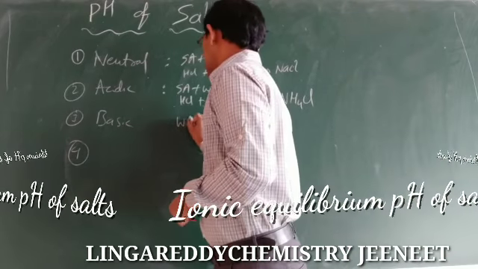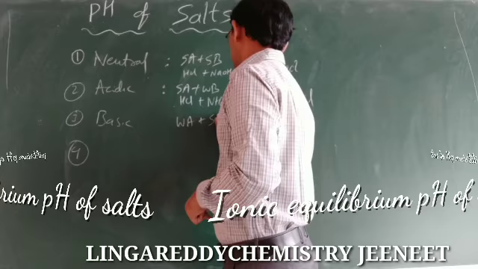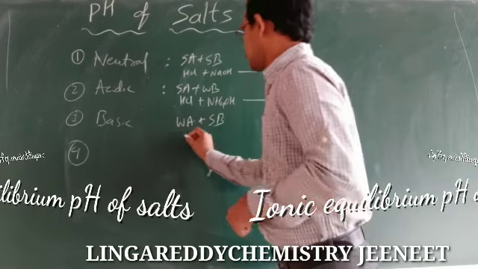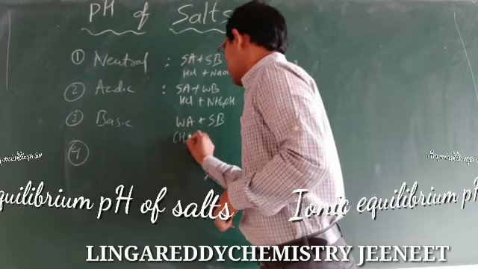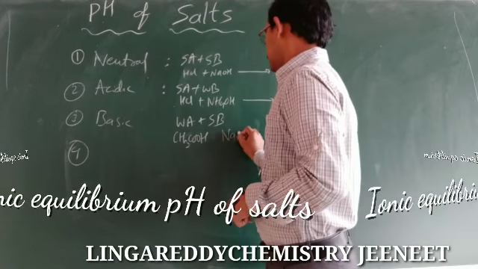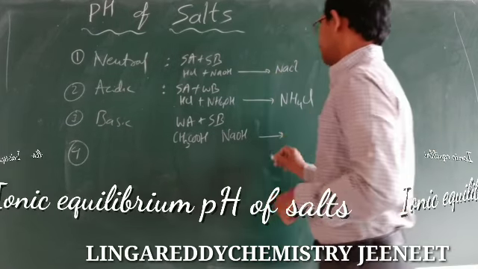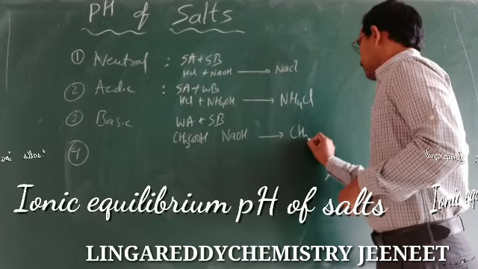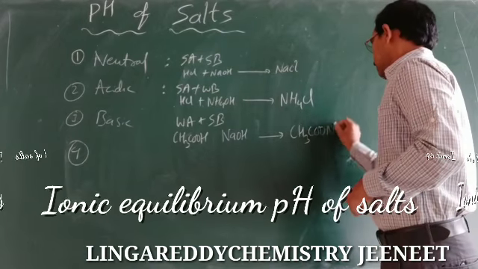So weak acid plus strong base. Weak acid is generally acetic acid, CH3COOH. Strong base is generally NaOH. Then the salt is sodium acetate, CH3COONa.